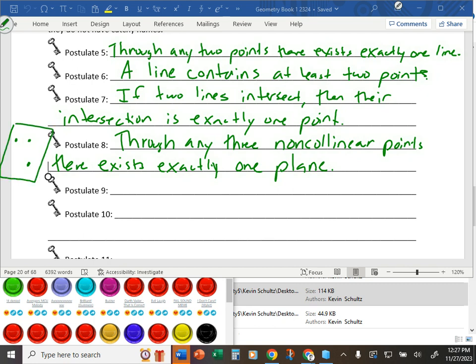Okay, here, I'll get that out of your way for you. So through any three non-collinear points, there exists exactly one plane.